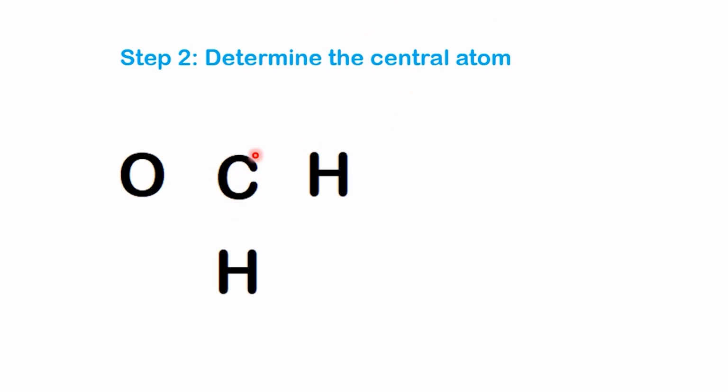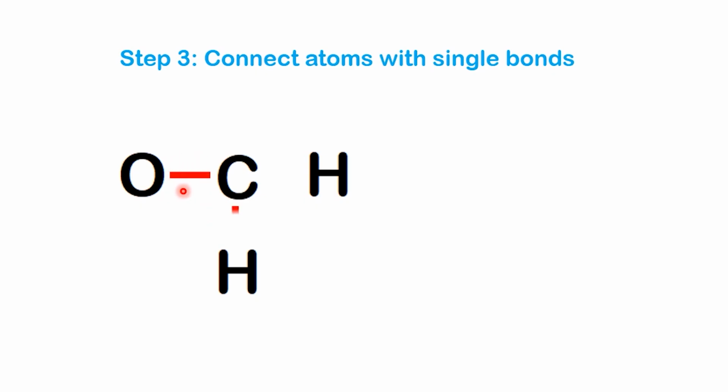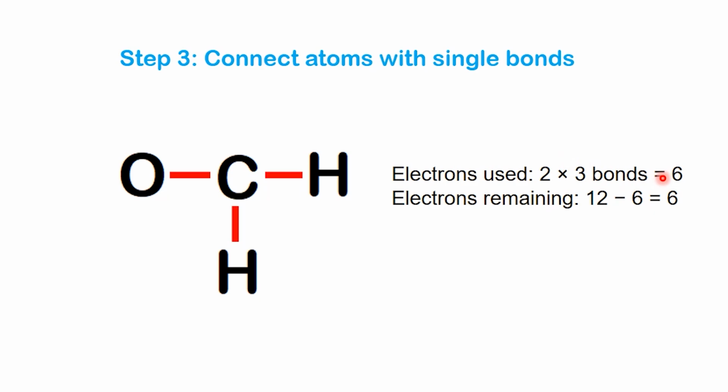Next, we choose the central atom. Carbon goes in the center because it forms the most bonds. Oxygen is placed next to carbon, and the two hydrogens attach on the other side. With the skeleton structure in place, we begin forming bonds. Each single bond uses 2 electrons, forming 3 single bonds, 1 between carbon and oxygen, and 2 between carbon and hydrogen, uses a total of 6 electrons. That leaves us with 6 electrons still to place.